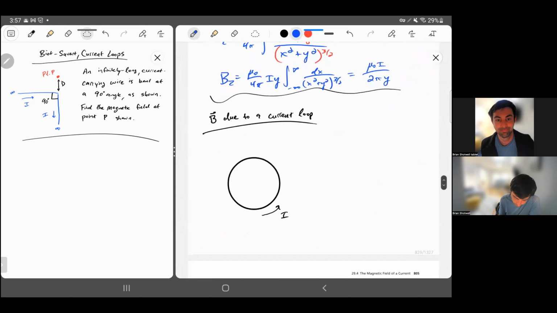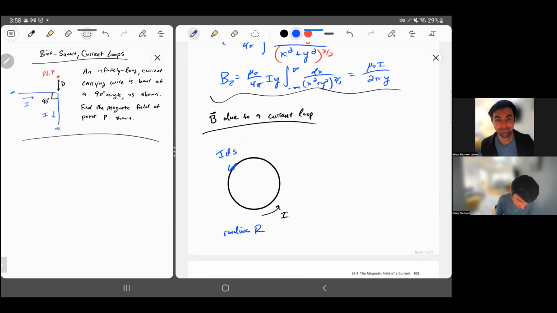The other main problem that we want to be able to solve here is the magnetic field due to a current loop. So suppose we have a circle of radius r, and it has a current I that's going around either clockwise or counterclockwise through this loop. Now, if we look at any piece of current here, so this is radius r. And let's look at a piece of current right here. This piece of current looks like it's going down at that point.